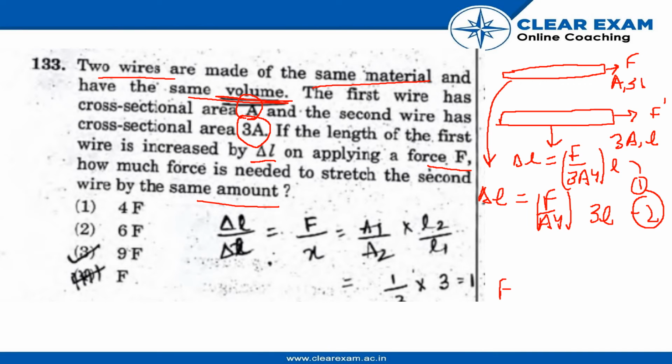as F dash equal to 9F. So it will be 9 times. So option 3 would be correct for this question.